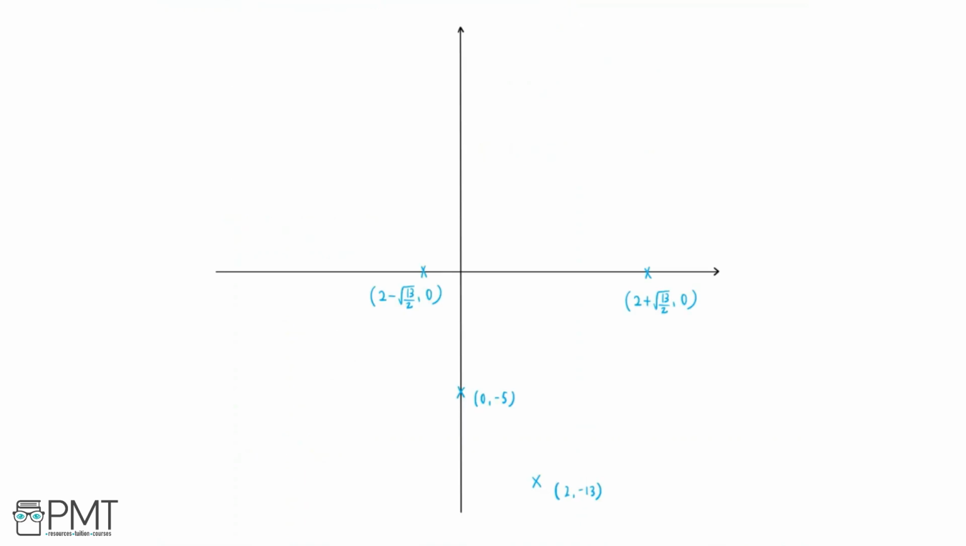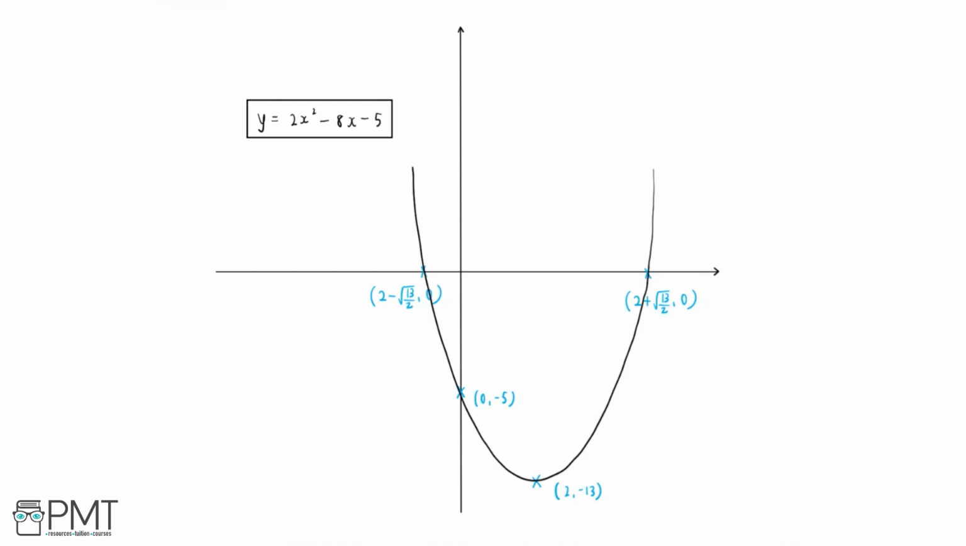Now using this information, let's draw a sketch of our graph. We found that the y-intercept of our graph was -5, and so the graph intersects the y-axis at the point (0, -5). We then found that the turning point of the graph has the coordinates (2, -13). And then we found that the two x-intercepts of the graph would be 2 minus root 13 over 2, and 2 plus root 13 over 2. And so we have the 4 main coordinates that we need in order to sketch our graph. Now let's join these points together in the shape of a parabola, leaving us with a complete and final sketch of the graph y = 2x² - 8x - 5.